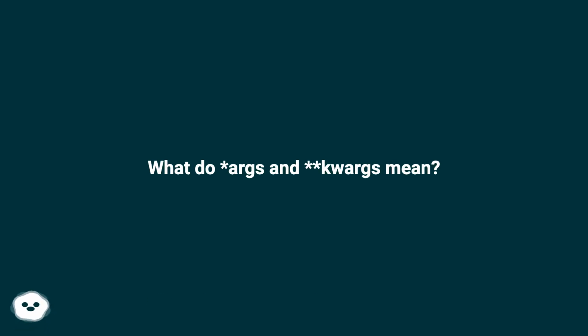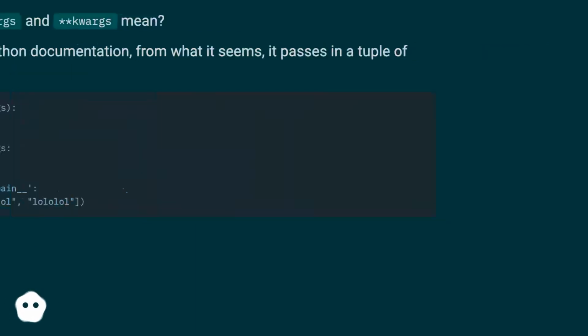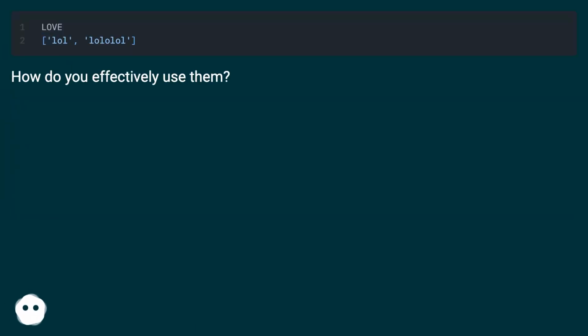What do Args and Kwargs mean? What exactly do Args and Kwargs mean? According to the Python documentation, from what it seems, it passes in a tuple of arguments. This prints out. How do you effectively use them?